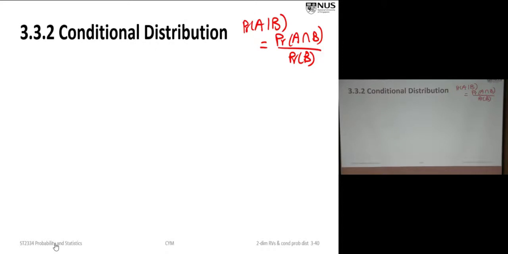Intuitively, it means that we look at, if event B has occurred, what is the chance of event A occurring? All right? In that case, because we know B has occurred, we now reduce our sample space to this B instead of looking at all possible sample points S. Then we look at those common to A and B and take the ratio of these two probabilities. That is the conditional probability.